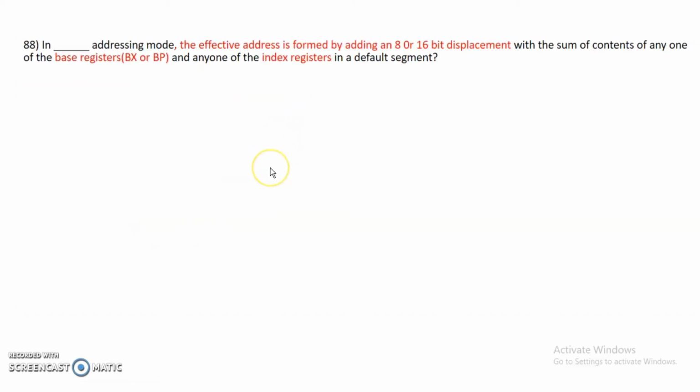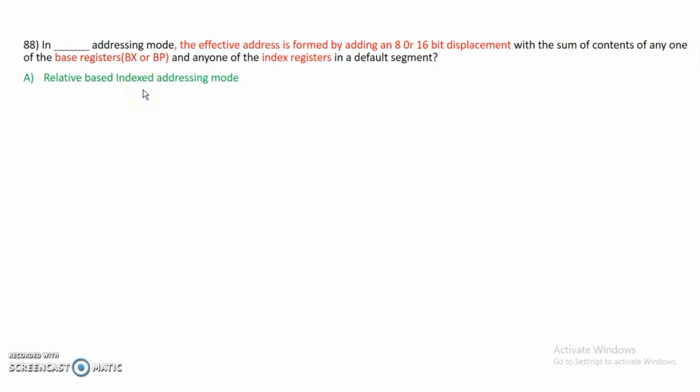Bit number 88. In dash addressing mode, the effective address is formed by adding an 8 or 16-bit displacement with the sum of contents of any one of the base registers BX or BP and any one of the index registers. So the answer will be relative based index addressing mode. So check here what we are doing is we are adding the displacement, and along with the displacement we are adding the contents of base register. So base is also formed and index registers, so index is also formed.